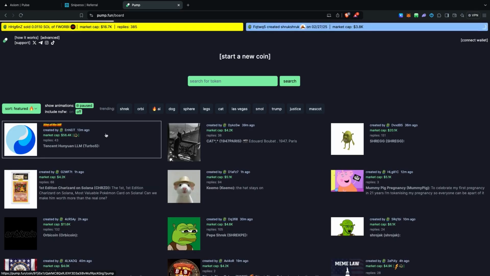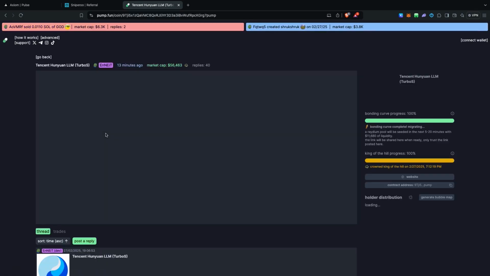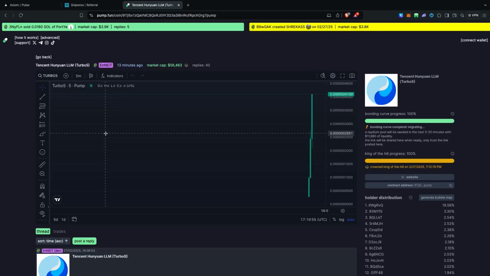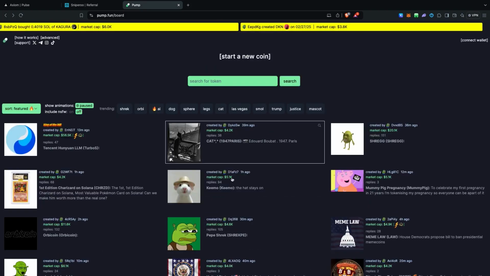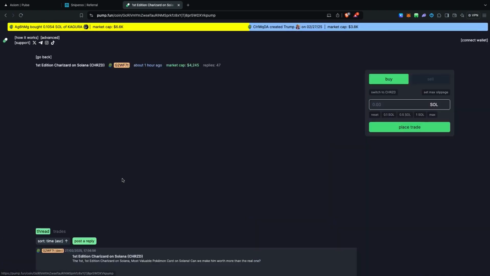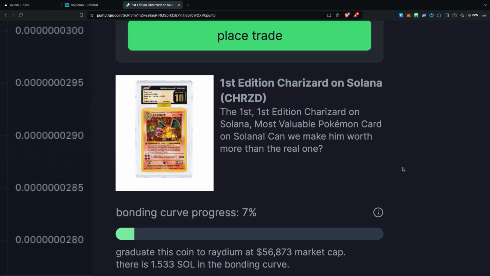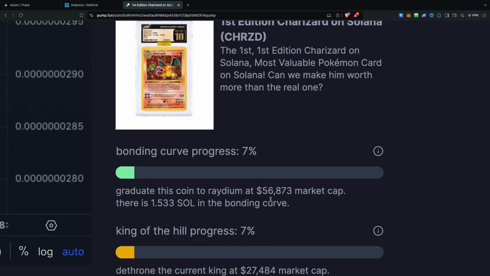That is, what's the market cap before any particular meme coin graduates to Raydium. In this case, it takes around 56,000 US dollars. So this one has already graduated. Let's go back to a non-graduated coin so that you guys can understand what I'm talking about. As of today, for a coin to graduate from Pump.fun to Raydium, it's going to cost around $56,873. So that's roughly around 60,000.